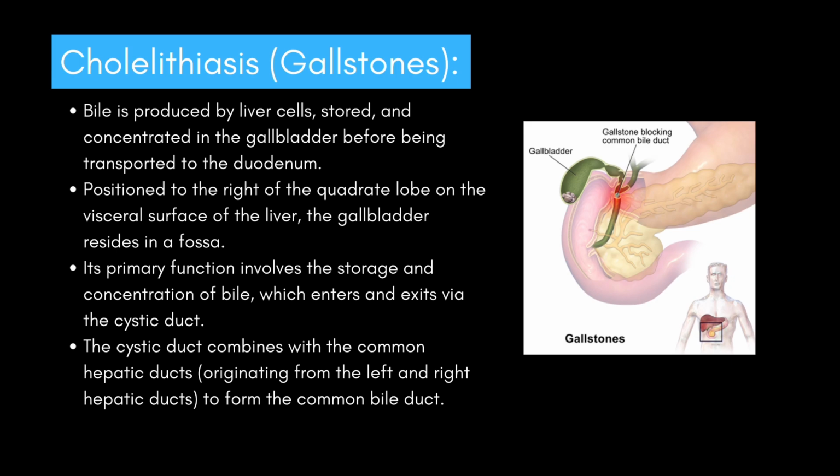Bile is produced by liver cells, stored and concentrated in the gallbladder before being transported to the duodenum. It is positioned to the right of the quadrate lobe on the visceral surface of the liver. The gallbladder resides in a fossa. Its primary function involves the storage and concentration of bile, which enters and exits via the cystic duct. The cystic duct combines with the common hepatic duct, originating from the left and right hepatic ducts, to form the common bile duct.